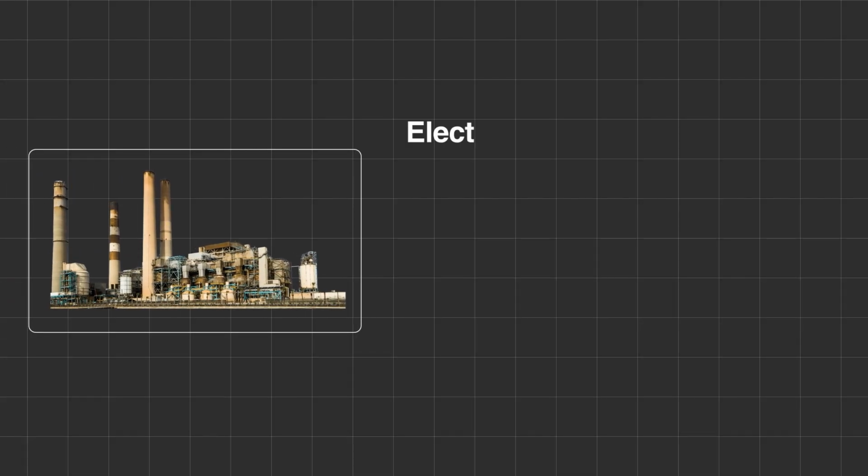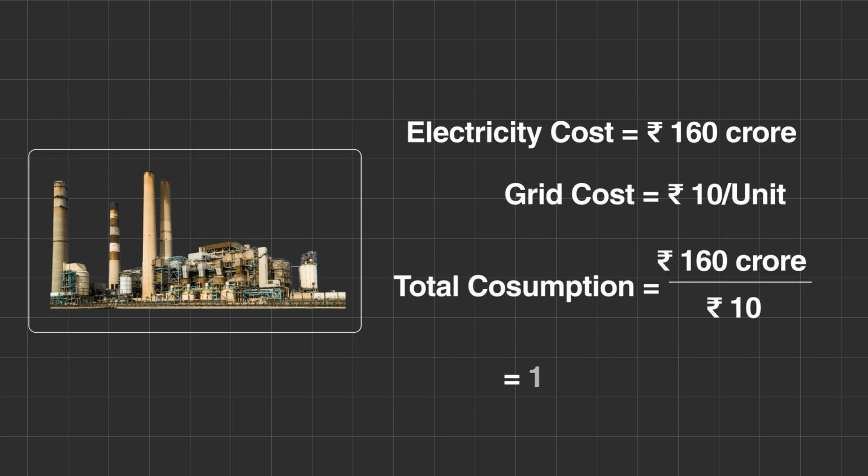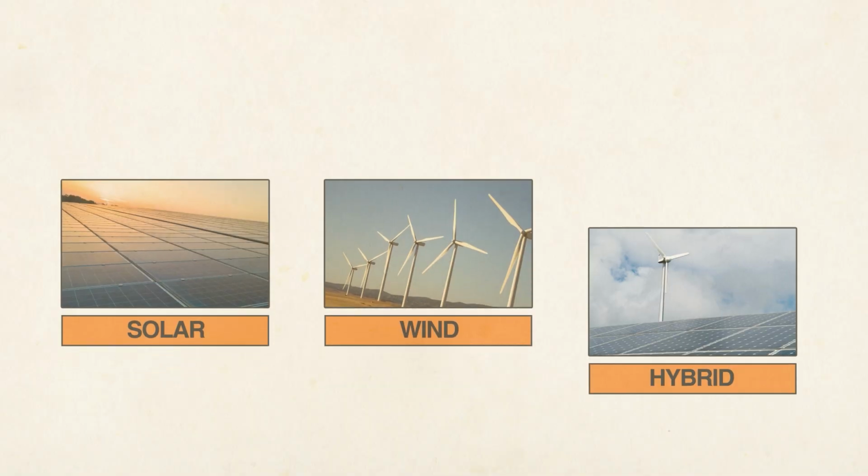For example, in this case, this plant has a cost of 160 crore, which, assuming 10 rupees as the cost per unit, means they must be consuming 16 crore units. So check if this 16 crore consumption is skewed towards solar, wind or hybrid, so that you have a clear picture of which technology's generation matches the consumption profile. Once you are done with this, go to step number 2.